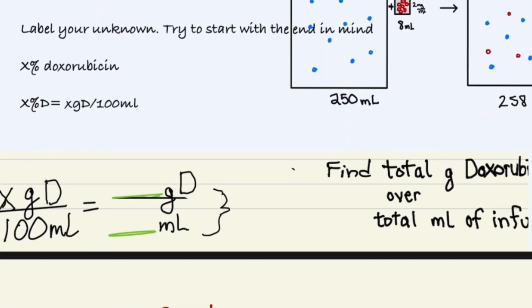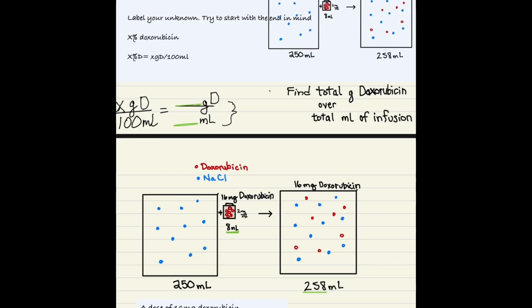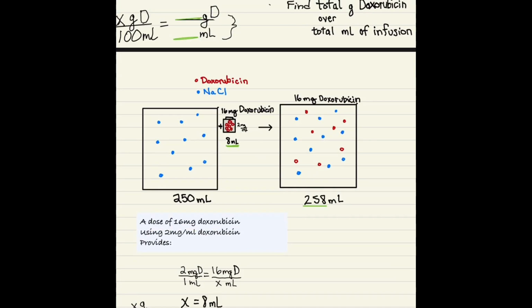Just like we said, we're bringing this X grams of doxorubicin over 100 mLs down. And to be able to find the final percent strength, we are going to have to find the total grams, or the final grams, of doxorubicin over the total milliliters of the infusion. How can I find that? First, I'm going to put grams of doxorubicin in the final. So find the total grams of doxorubicin there.